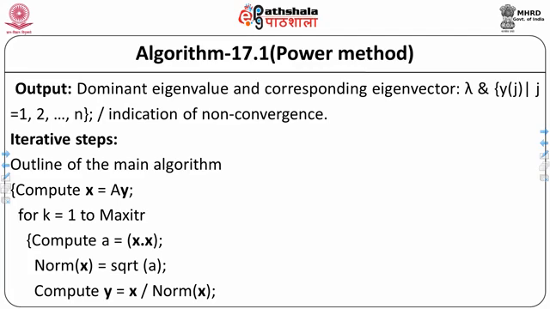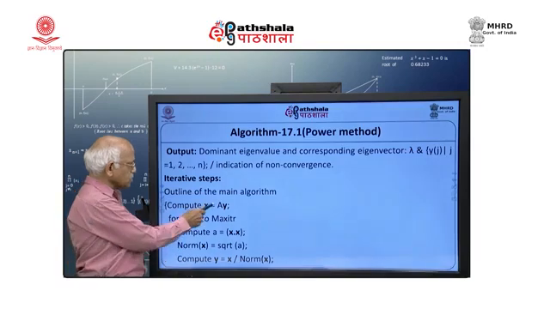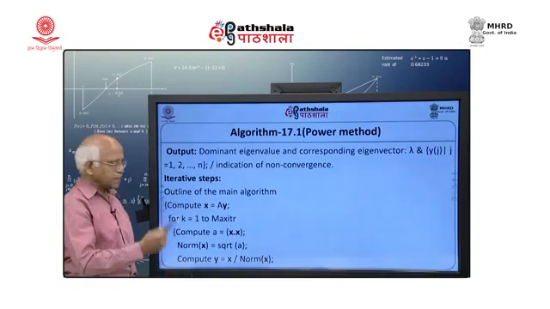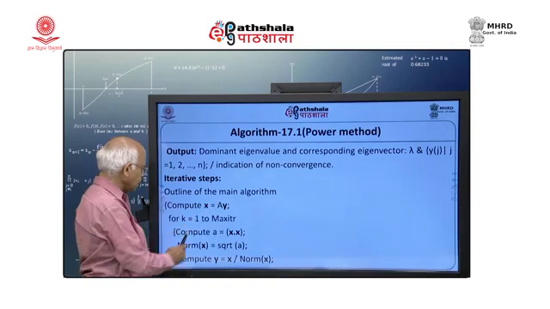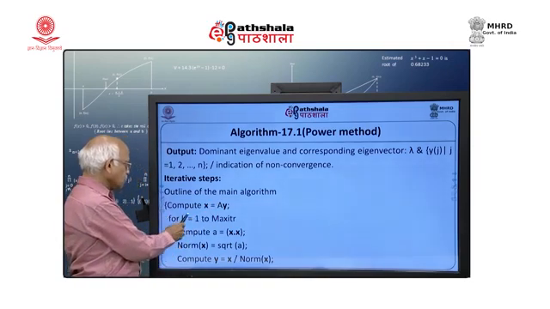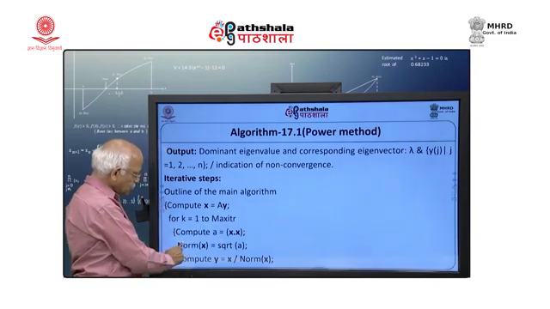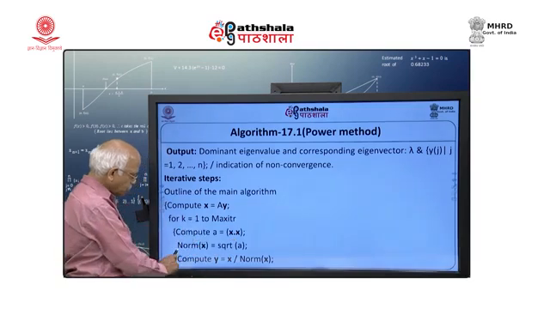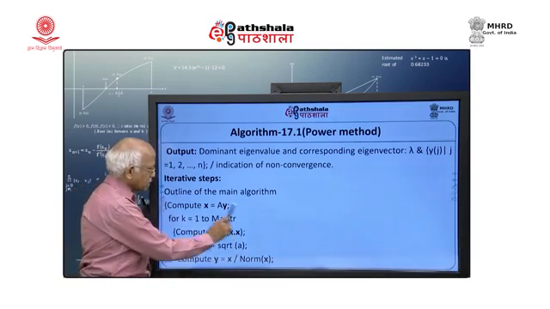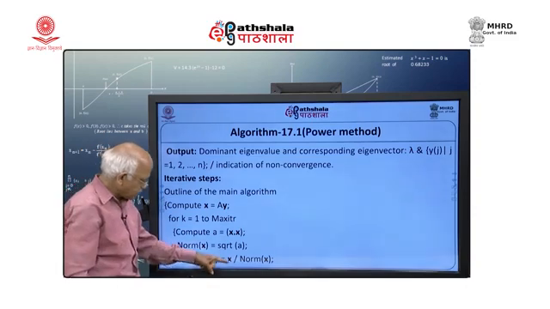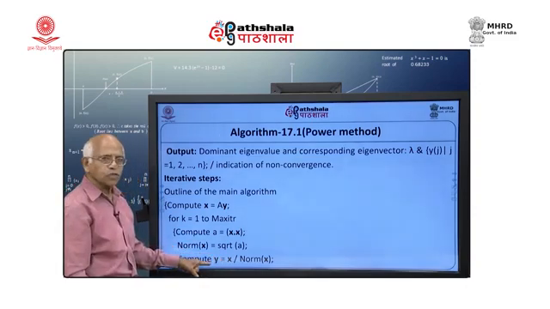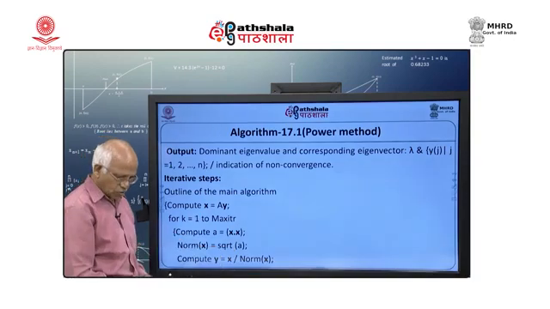The iterative step, the outline of the main algorithm, is compute x bar equal to A y bar. We first find x bar equal to A y bar, because y bar was already taken as input. Then for k equal to 1 to max iter, I compute x bar dot x bar, and then the norm of x bar as the square root of this, and compute y bar as x bar by norm x bar. Every time I make this y bar a unit vector, which is required, as we already pointed out earlier.